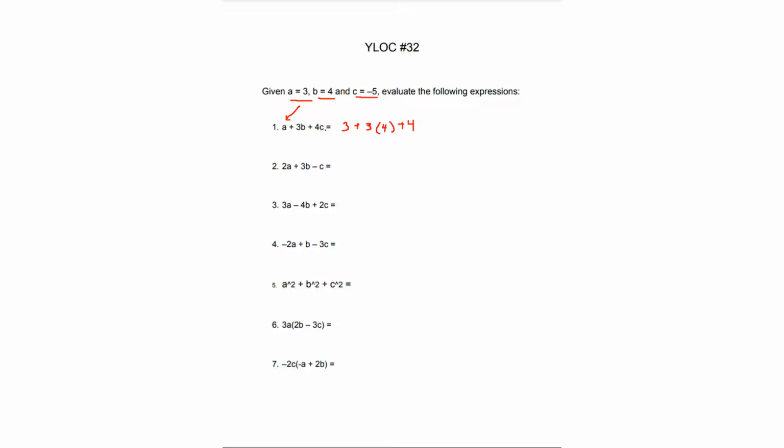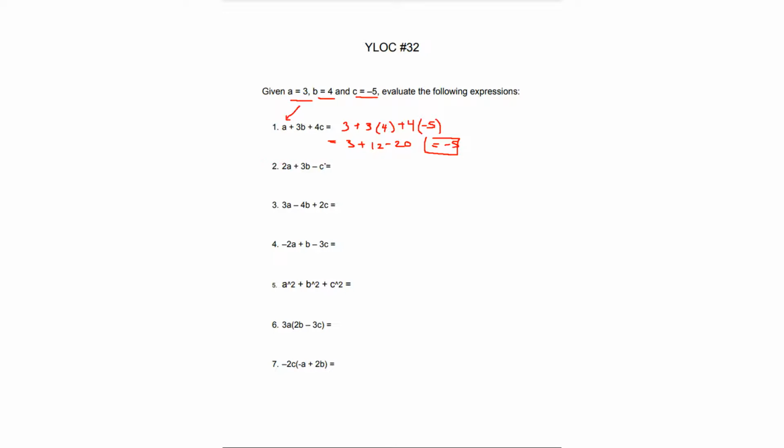Plus 4c, or also just 4 times -5. This also comes out to 3 plus 12 minus 20. And if we solve this out, then it's going to give us -5 for our answer.